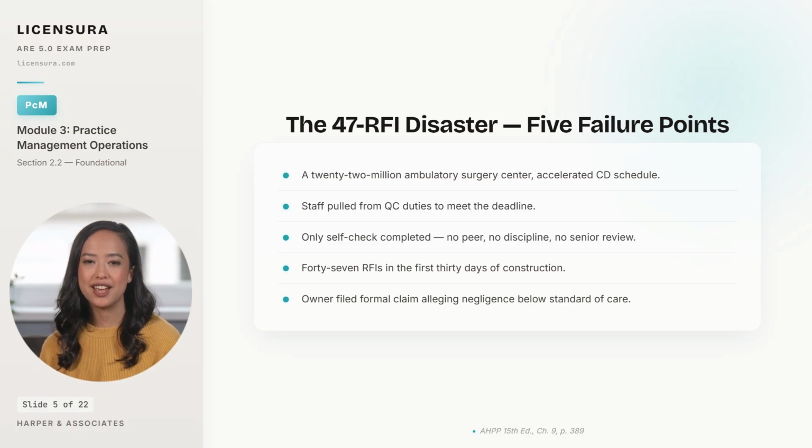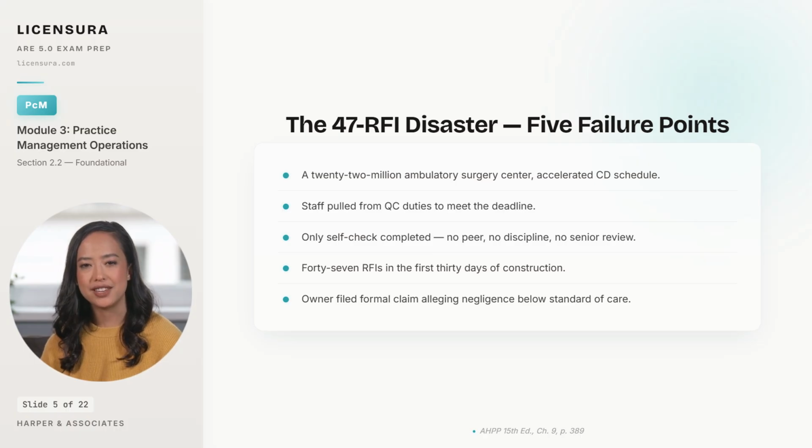Within the first 30 days of construction, the contractor submitted 47 RFIs on issues ranging from plumbing risers not matching floor plans to reflected ceiling plans showing diffusers inside structural beams. The medical gas system had no isolation valves at floor levels, which is a code violation the discipline review would have caught instantly. By month 3, the owner filed a formal claim alleging negligence, arguing that Harper's documents fell below the professional standard of care.